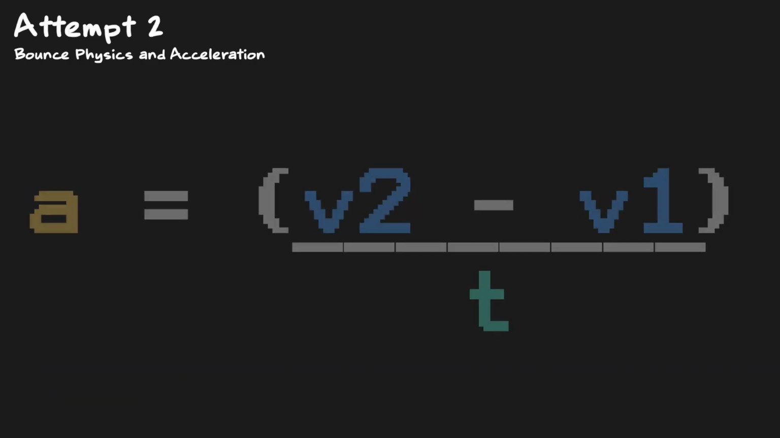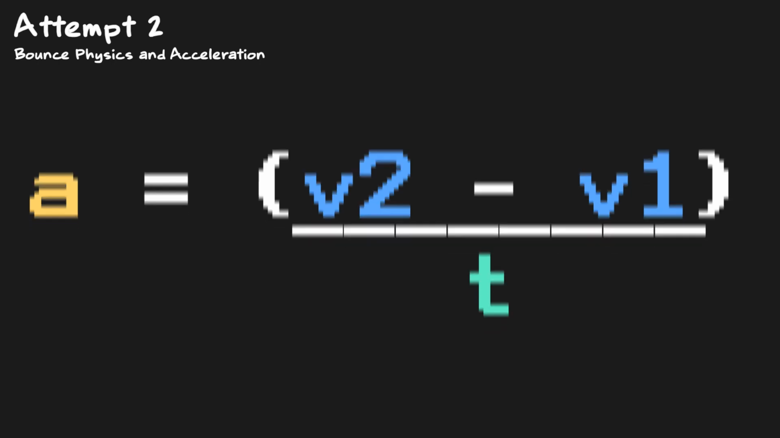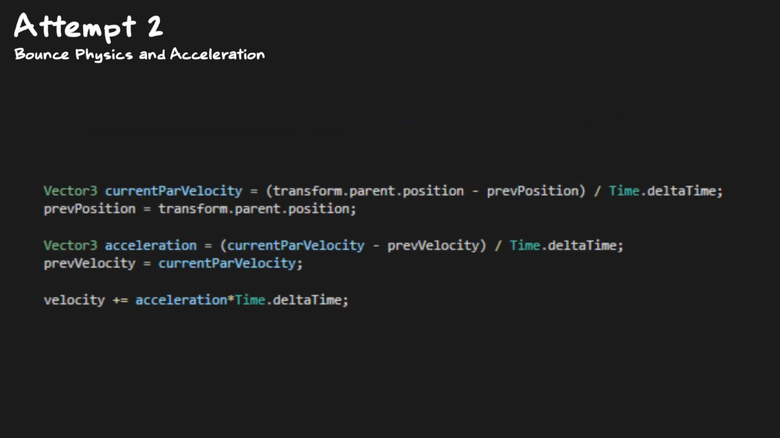Next up is acceleration. And hey, this looks familiar. Yep. Just like velocity is a measure of change in distance over time, acceleration is just a measure of change in velocity over time. This is how we get meters per second when talking about velocity and meters per second squared to measure acceleration. Putting this all into code looks like this. We simply execute the equations and then update the previous variables. Then all we have to do is apply the acceleration to the pupil using the last equation.